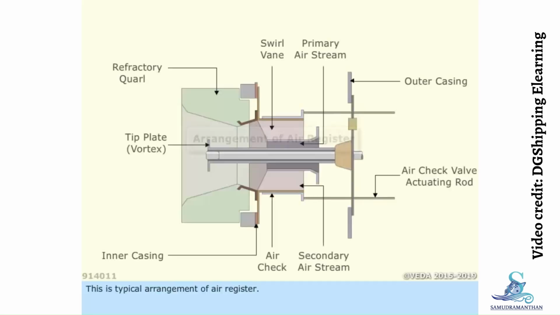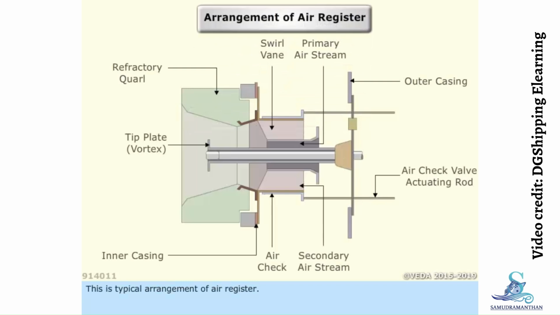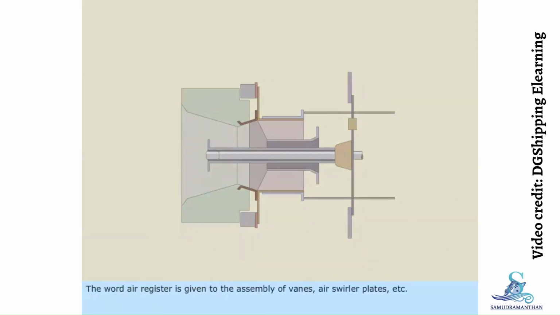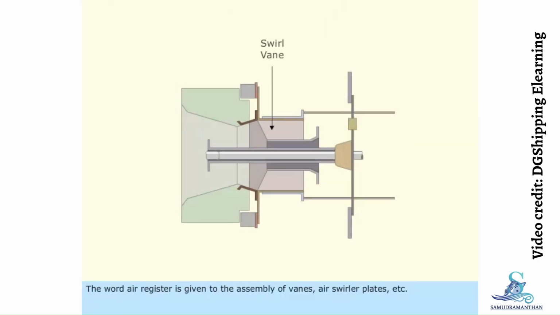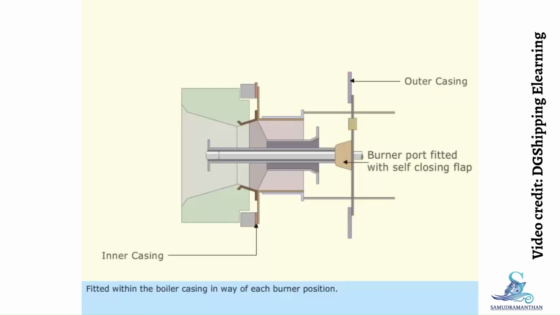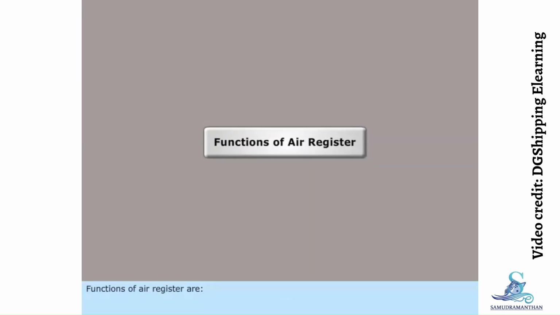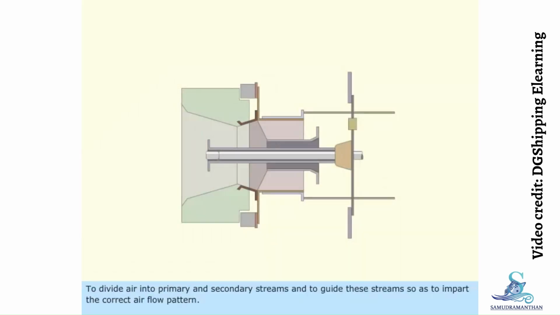Topic 3: Air register. This is a typical arrangement of an air register. The word air register is given to the assembly of vanes, air swirler plates, and so on, fitted within the boiler casing in way of each burner position. Functions of the air register are to divide air into primary and secondary streams and to guide these streams so as to impart the correct airflow pattern.